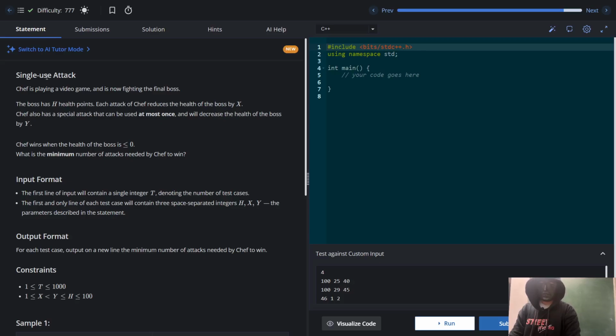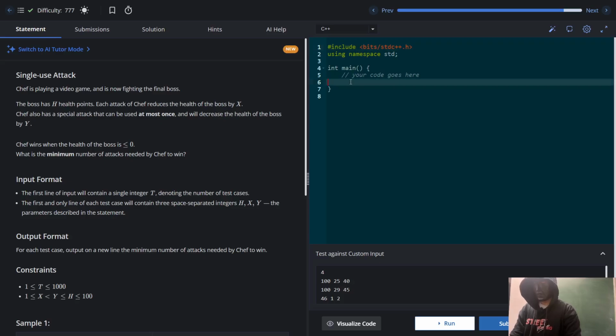So in this video I'll be solving the problem Single Use Attack. Chef is playing a video game and is now fighting the final boss. The boss has H health points. Each attack of Chef reduces the health of the boss by X. Chef also has a special attack that can be used at most once and will decrease the health of the boss by Y. Chef wins when the health of the boss is less than or equal to 0. What is the minimum number of attacks needed by Chef to win?